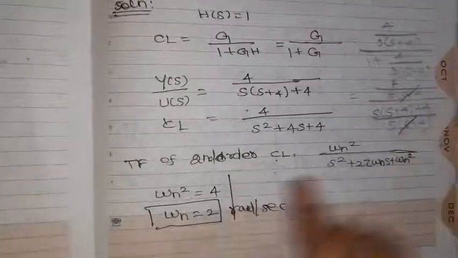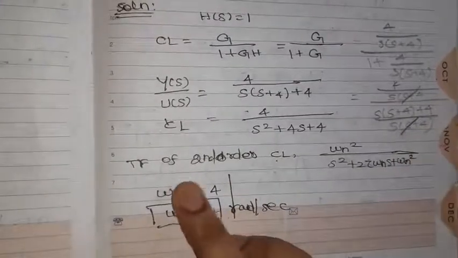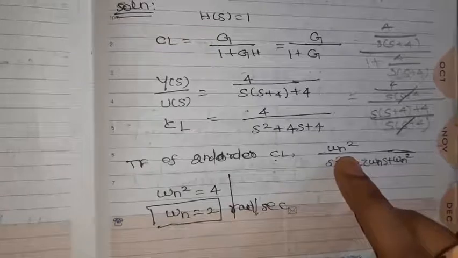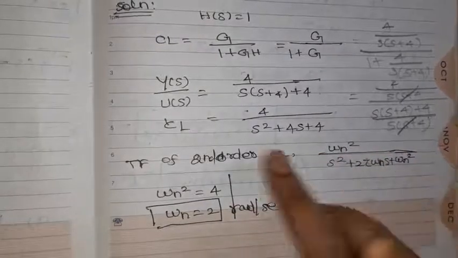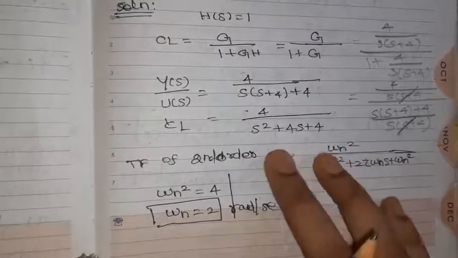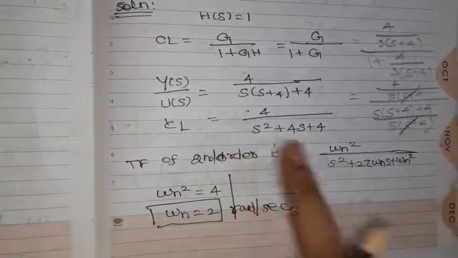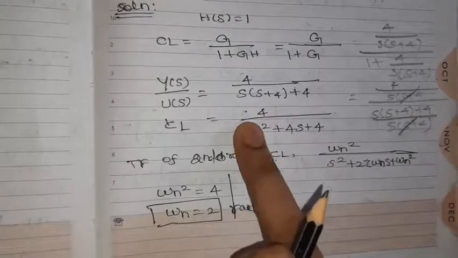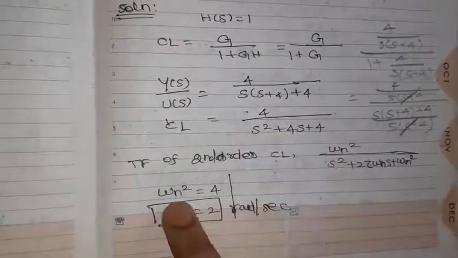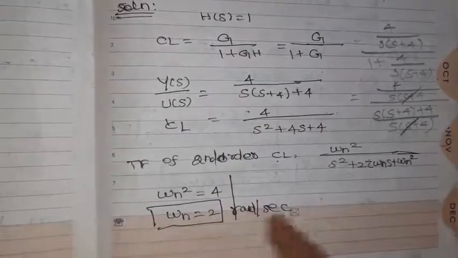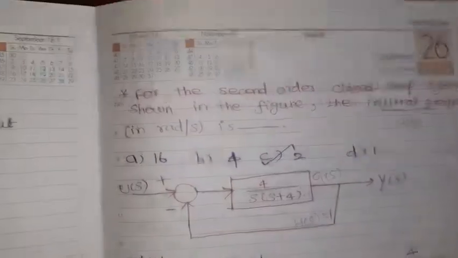So what is the standard second order transfer function of a closed loop system? Omega n squared divided by s squared plus 2 zeta omega n s plus omega n squared. Now we need to find the omega n value. Just compare this equation with the standard second order transfer function. So omega n squared is equal to 4. Omega n is equal to 2 radians per second. So the answer is true.